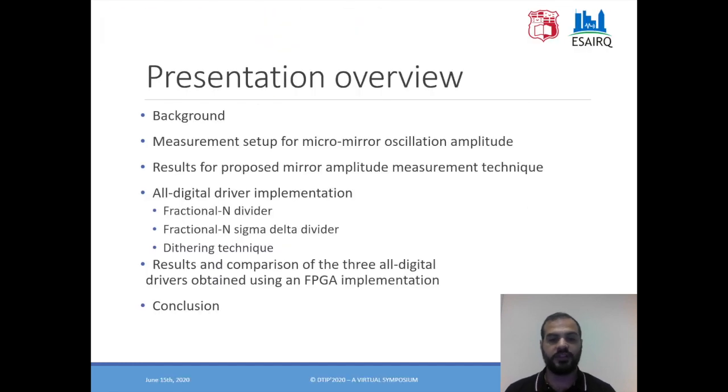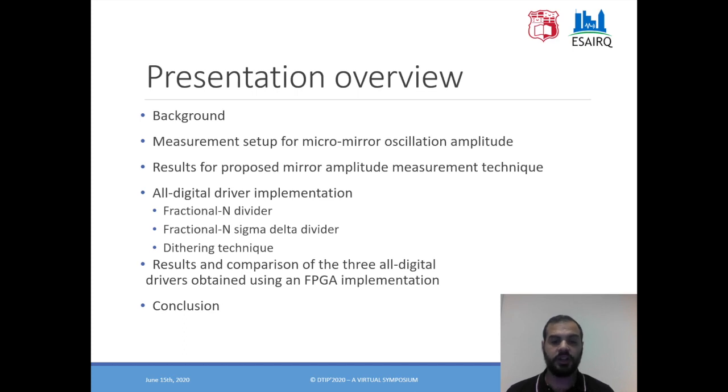First of all, a quick presentation overview. I will start with a background about micromirrors and their applications, including different actuation technologies. Following that, I will go over a new technique that we are using in order to measure the amplitude of oscillations of micromirrors. In this technique, we are using just one photodiode in the path of the reflected laser beam, which makes the system very cheap and simple to implement. I will then compare the results obtained with this system with a laboratory setup that we are using.